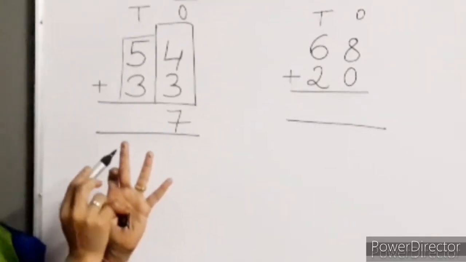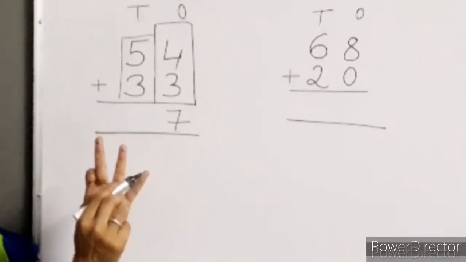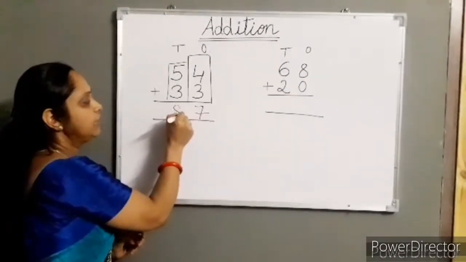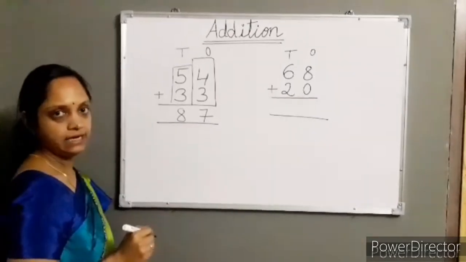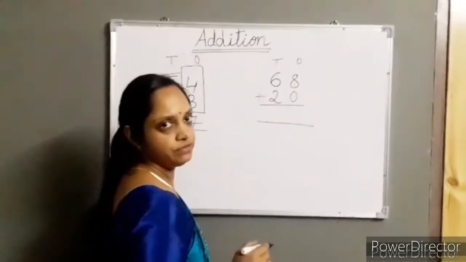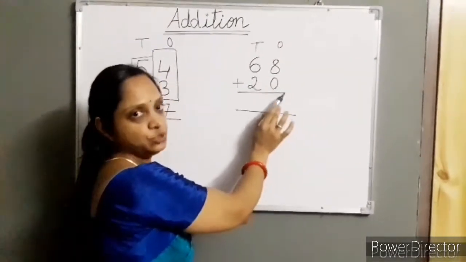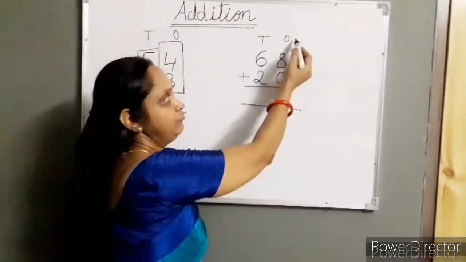Start 1 2 3 4 5 6 7 8. So here 8 is your answer. You will write 8. Now next we will come to this sum. I will explain you children. Now we will do the addition of 68 plus 20. Again we will start from ones digit.